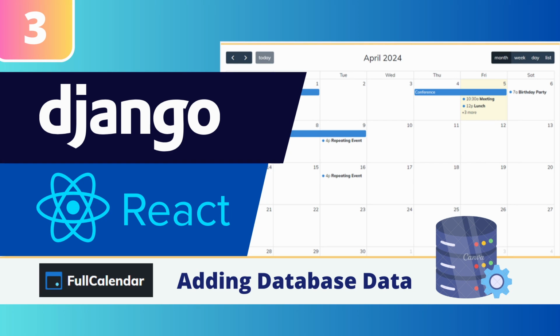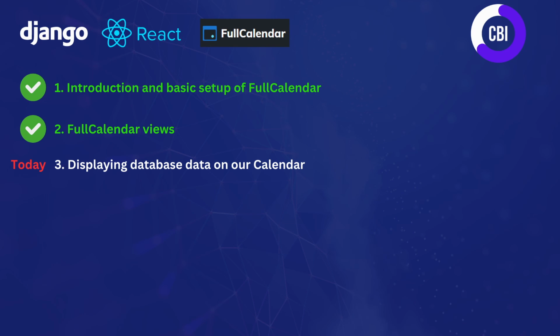In this tutorial series we're creating a calendar inside of our Django and React application. This is already the third video in this series. In previous videos we've already focused on an introduction and the basic setup of FullCalendar, because that's the way that we've implemented the calendar in our application. And we've also taken a look at FullCalendar views, and in there we've taken a look at the different ways that we can present the calendar for the user and how we can add buttons so that the user can switch between different views.